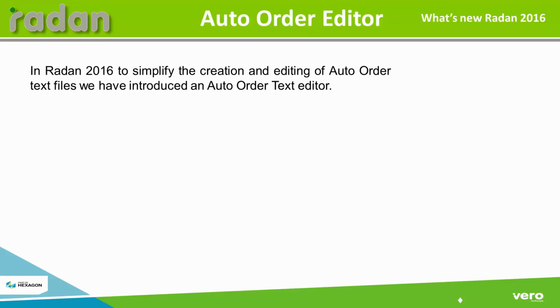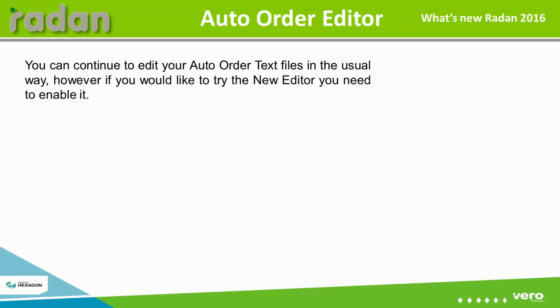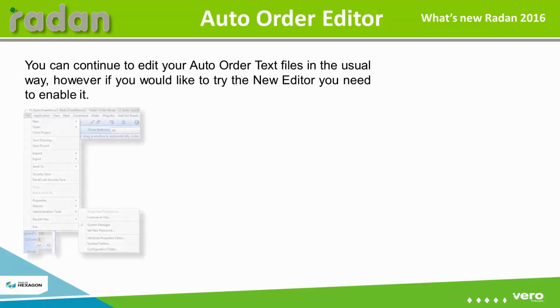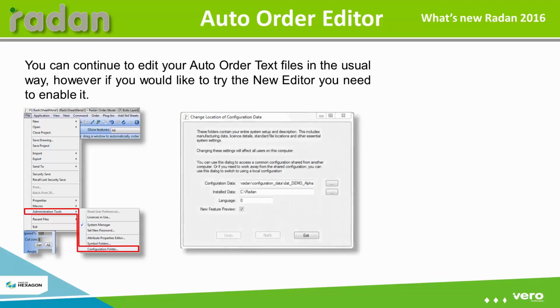Auto Order Editor. In Radan 2016, to simplify the creation and editing of auto order text files, we have introduced an auto order text editor. You can continue to edit your auto-order text files in the usual way. However, if you would like to try the new editor, you need to enable it. To do this, in Radan, go to Administration Tools, Configuration folder, and on this dialog you will see a new tick box called New Feature Preview. This will enable the auto-order text editor.